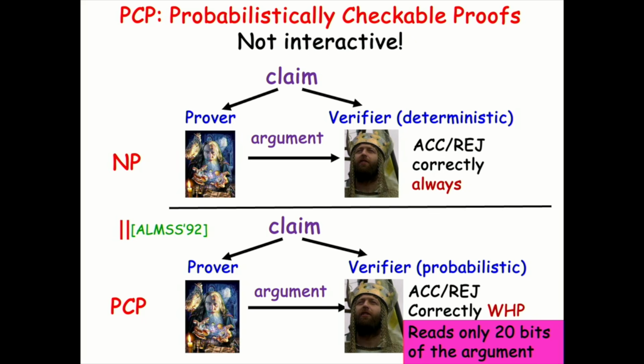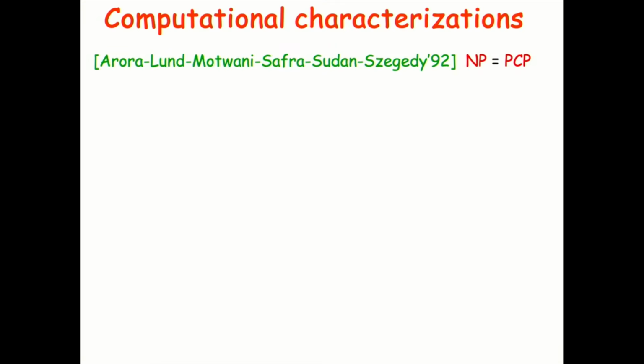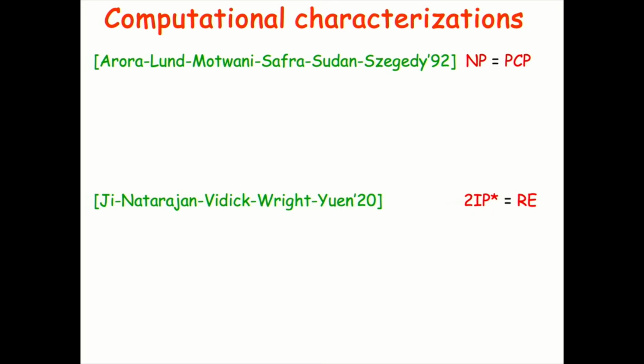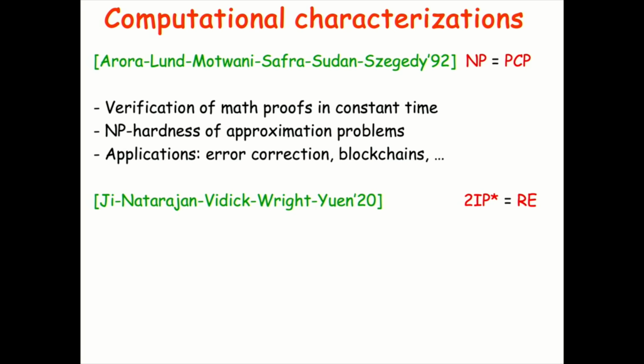If you want better, this will give you 99% assurance. If you want 99.9%, then maybe you have to ask 100 bits. But it's independent of the proof length. So I want to talk about the meaning of this. One consequence of this PCP theorem is that referees can check papers in a minute and then go do what they really want to do.